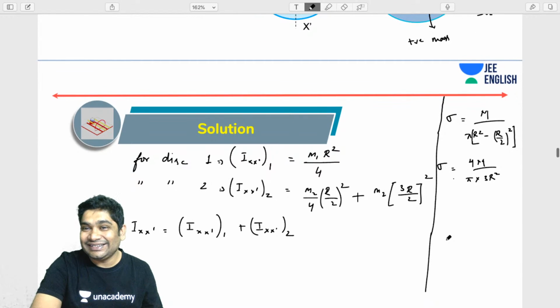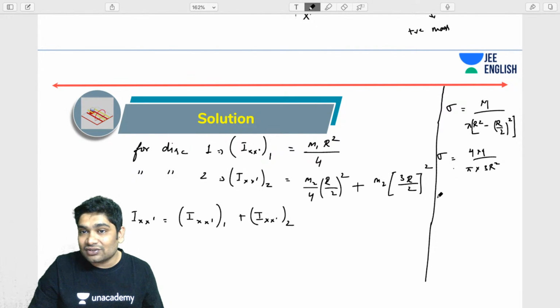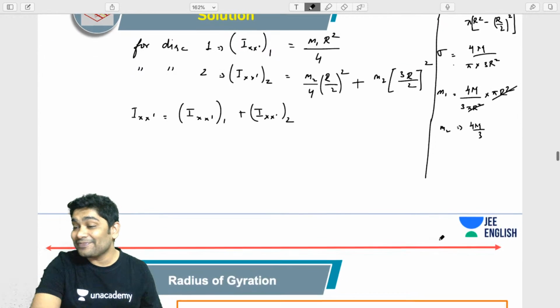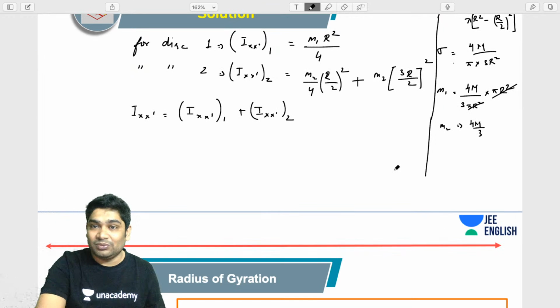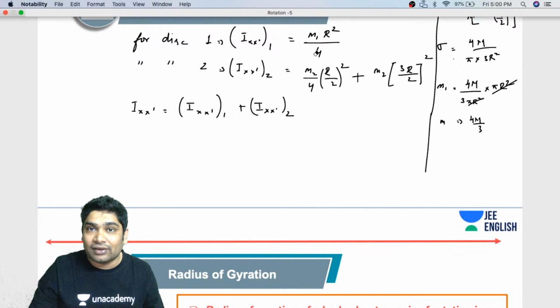Now the area of the full disk is pi R square. So M1 would be 4M over 3 pi R square into pi R square. So I got M1, which is 4M by 3. How about M2? No problem. So M1 I calculated. Similarly, M2 also I can calculate.